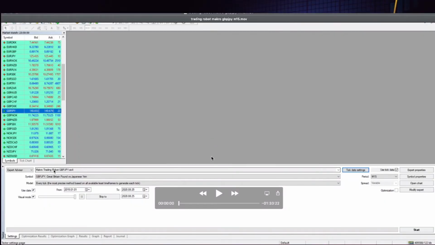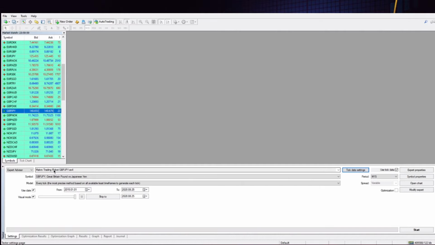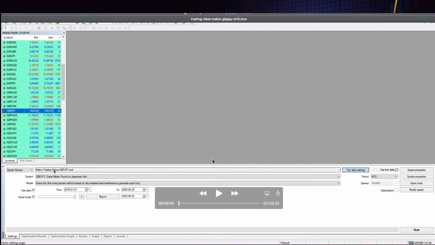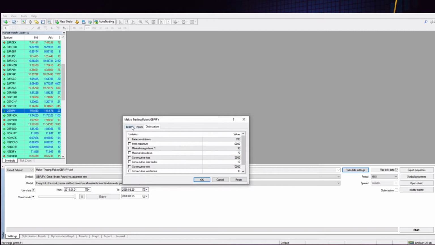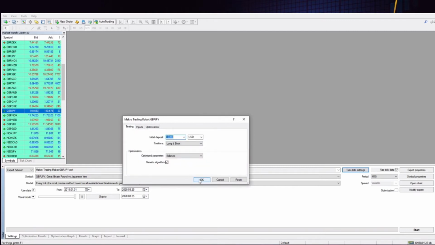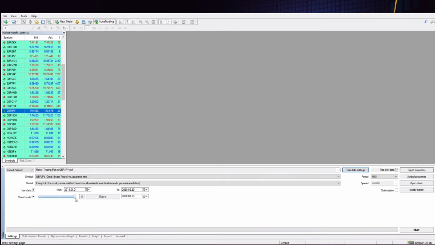Okay, so this is a video of the vanilla backtest in visual mode. I mentioned live mode before, but what I meant was visual mode. And this is of the macro trading robot, which we're talking about here, on the pound yen, on the 15 minutes. And I'm going to run this 2015 to 2020. We start off with $10,000, and we just click start.